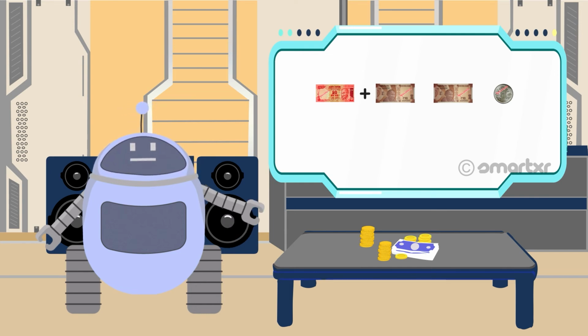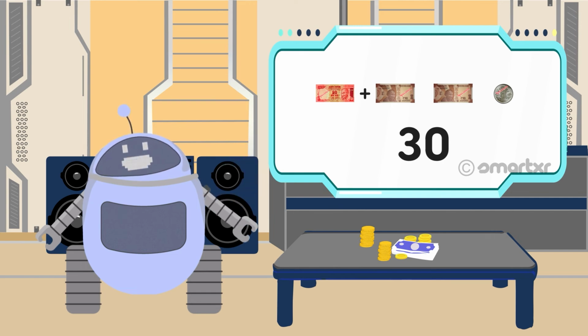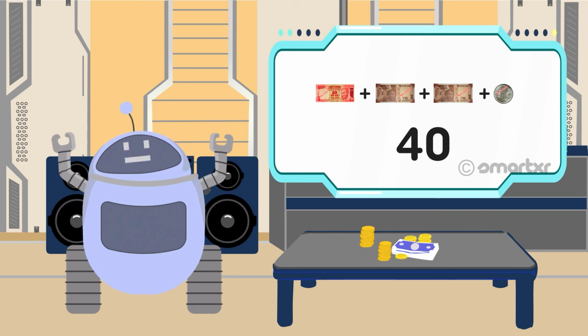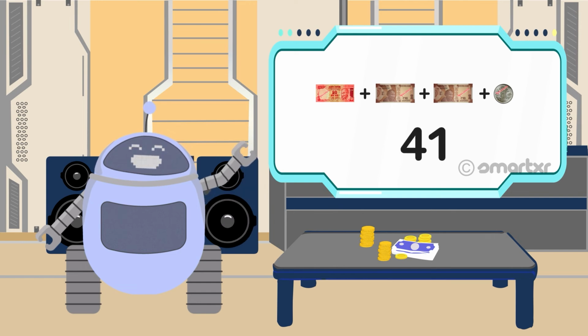20 plus 10 is 30. When we add another 10 to 30, we get 40. Can you tell me what will be the total amount if we add 1 rupee to 40 rupees? That's right, we get 41 rupees.